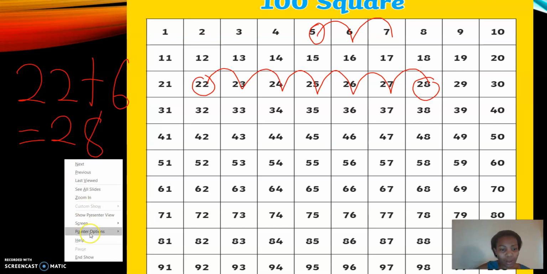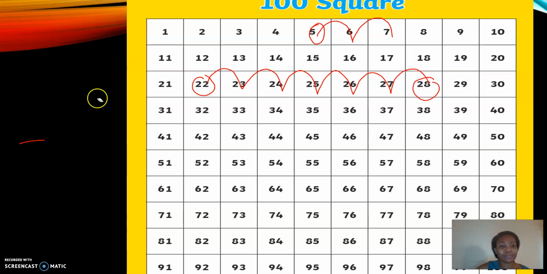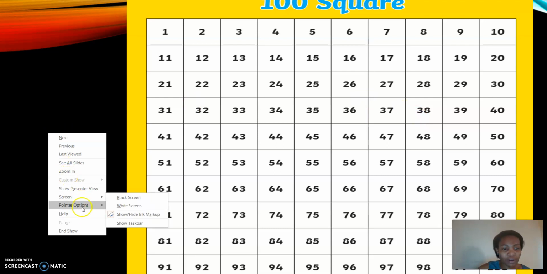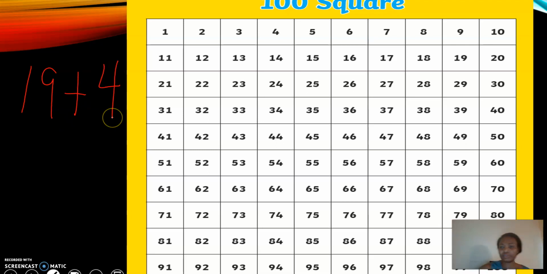Right. So let's try another one. But let me first clean it up so that we have a nice board. Right. So if I have, for example, this time, let me go for 19 plus 4. Okay, so we go to 19. Here is my 19. Can you see it? And then I need to jump how many steps? 4.